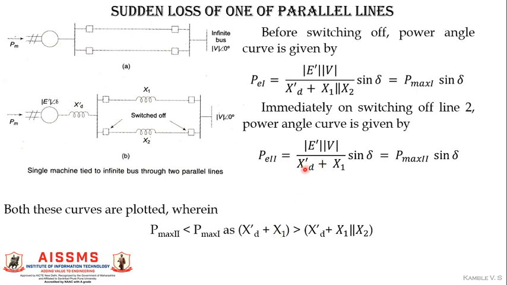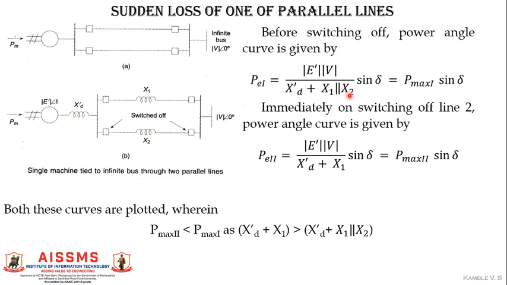plus x1, that is this reactance, will be greater than this reactance, because all other quantities are going to remain the same. E dash in this case and E dash in this case remain the same. V in the first case and in the second case remains the same. X dash d in the first case and this case remains the same. Only the change will be this one.